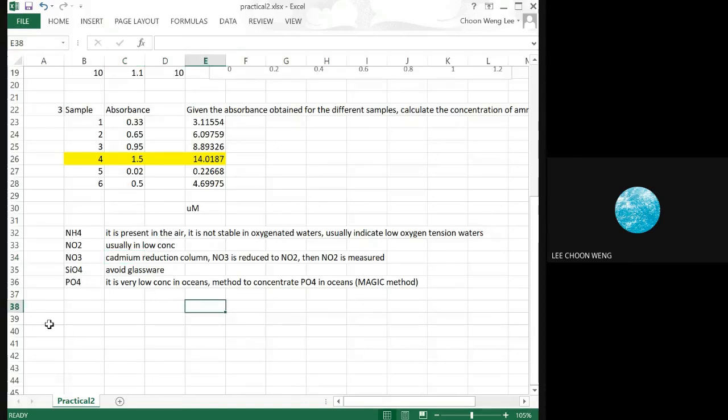Okay, so all these nutrients are common in the seas and the water, and are useful to interpret whether the water is healthy. If it's healthy, it should have more NO3 than NH4. Okay, if it's healthy, it should have silicate, and a small amount of phosphorus.